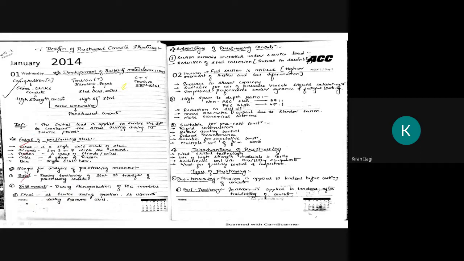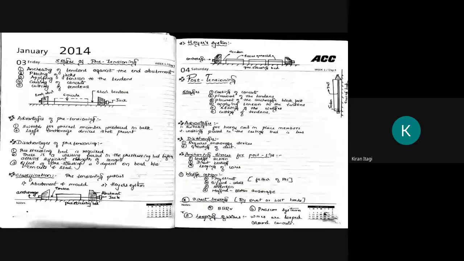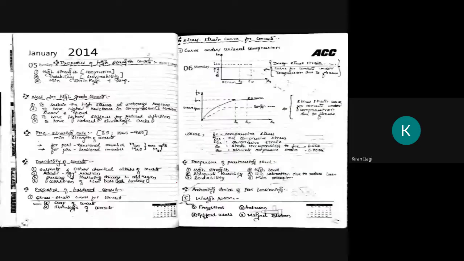So we have seen all these things: advantages, disadvantages, what you mean by pre-stressing, pre-tensioning and post-tensioning, the stages. Then the classification, post-tensioning, how it is made, wedge actions we saw. Freyssinet, Gifford-Udall, Magnel-Blaton systems. Need for high grade of concrete.